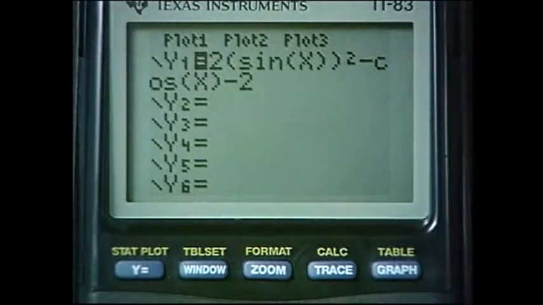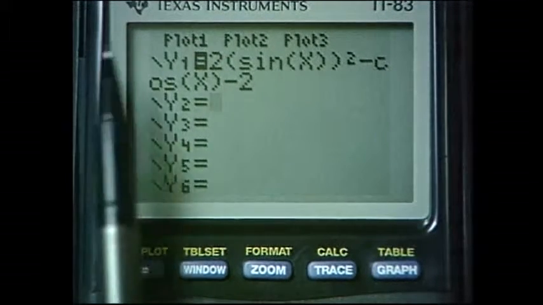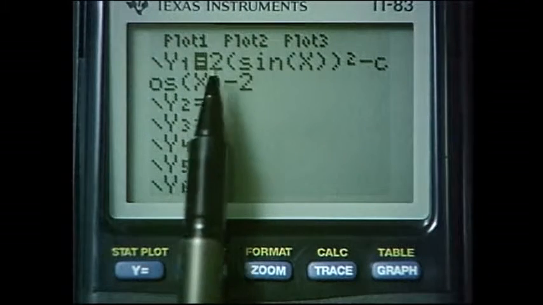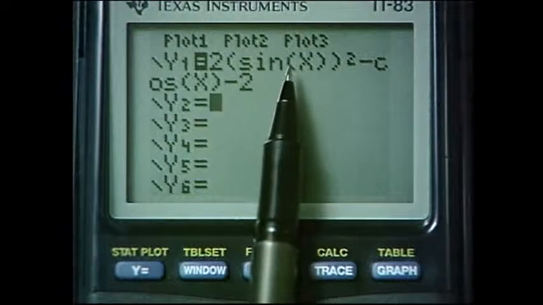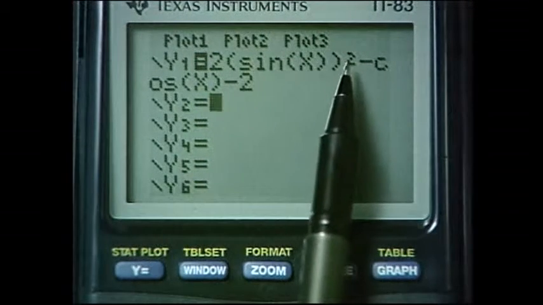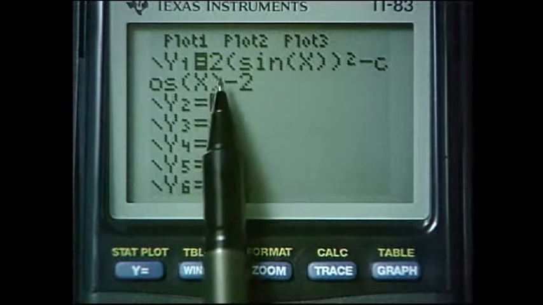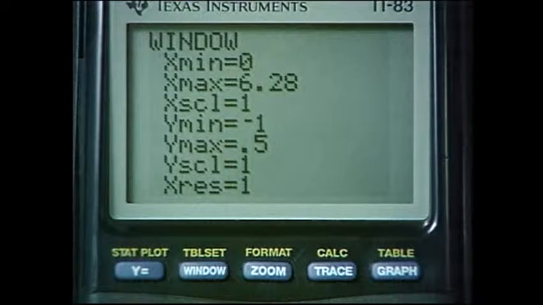Notice once again in this problem that on the graphing calculator, to enter 2 sine squared x, it's a 2 coefficient, and it's sine x squared. So we close the parenthesis for the x here. This is the closing of the parenthesis for sine x, and we square, and then minus cosine x minus 2. All right, the window settings are at 0 for x minimum and approximately 2 pi for x max.